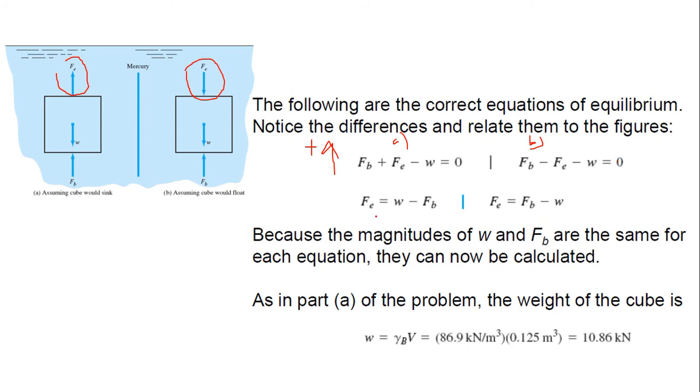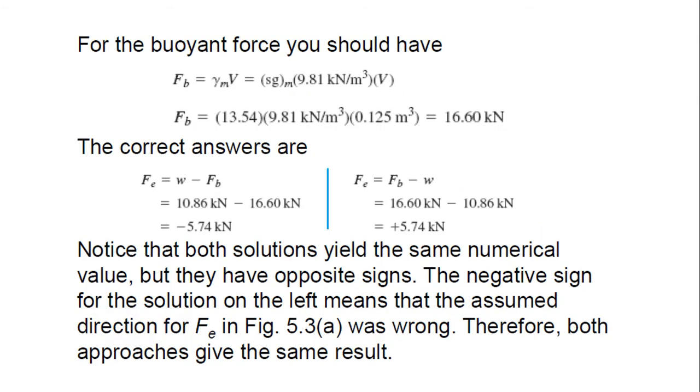Okay. So for this you arrange back because you want to find the FE. So FE equal to W minus FB, and for this one FE equal to FB minus W. Okay, now you want to find, same as part A, W equal to the specific weight times V. So they give you the specific weight 86.9 times 0.125, the volume of the cube, they give you 10.86. So this is ready. And now you want to find the FB.